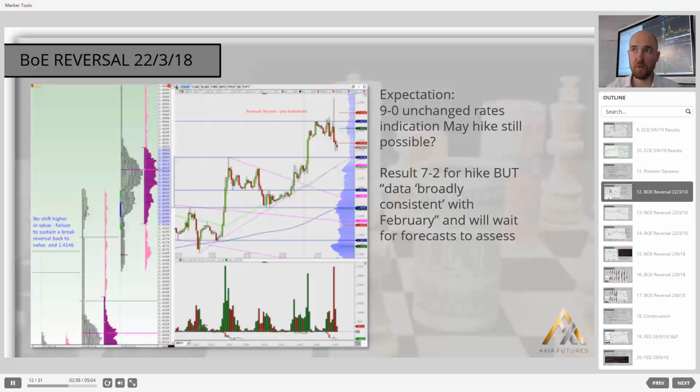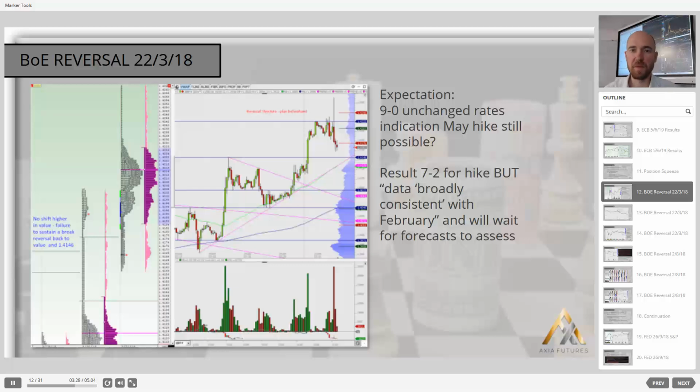The result is that you get a 7-2 vote for a hike. So two people voting for a hike. However, the interpretation side of this trade is that they add the information that data is broadly consistent with February. So whilst two people are voting for a hike, currently data hasn't changed, and so therefore there is no reason to believe that they are likely to hike rates anytime soon. It is just a couple of members.